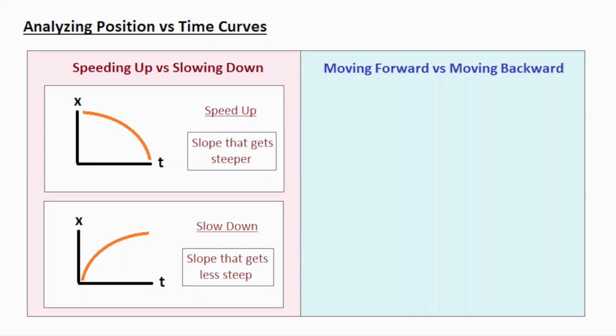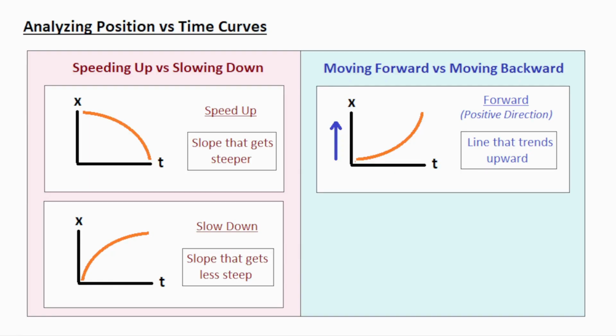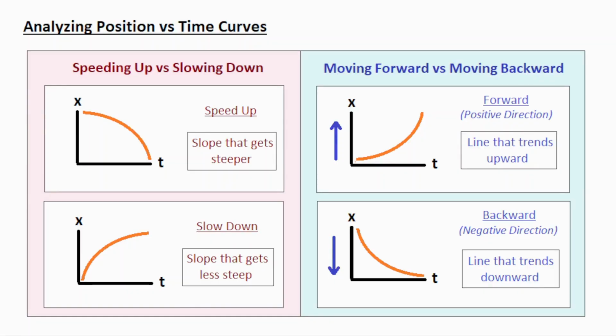For forward and backward, now we want to look at which way the line trends. This line starts low and ends high. This line is trending upward. That would be an object that is moving in the positive direction or moving forward. This line starts high and ends low. It is trending downward. That would show an object moving in the negative direction or moving backward.